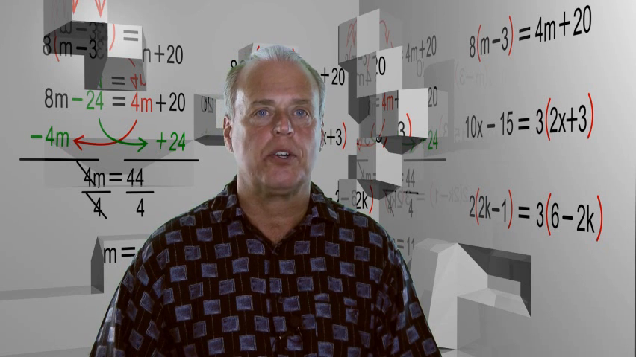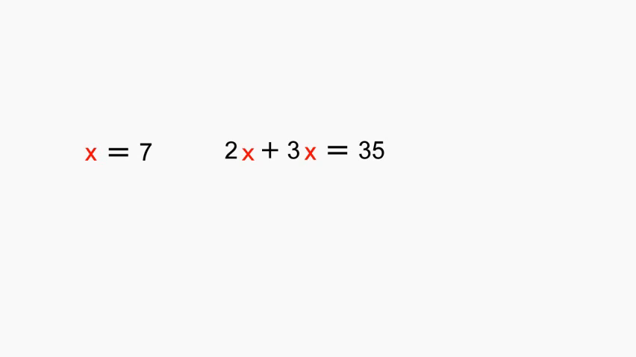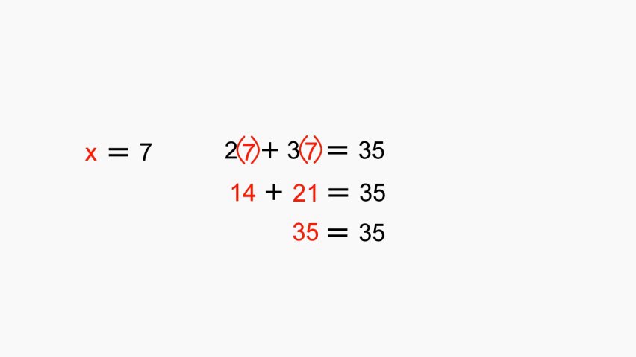Now let me check it to make sure it's the right number. I plug the 7 back into the original equation and do the arithmetic on the left side. 2 times 7 is 14. 3 times 7 is 21. 14 plus 21 is 35, which is the same as 35 on the right side.